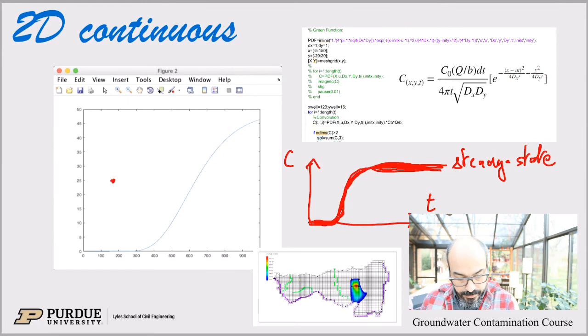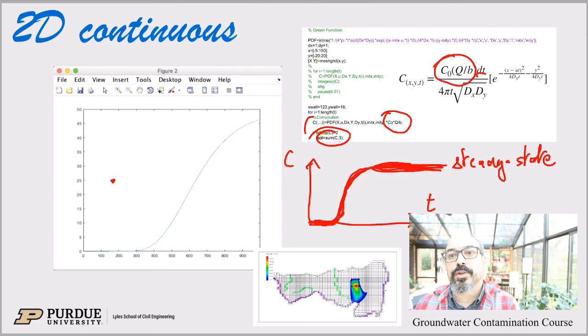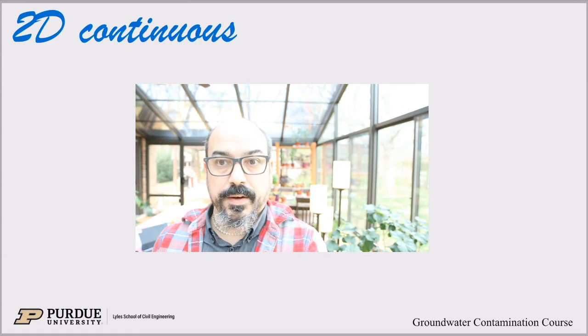Then you just multiply this by C0 over Q over B, and there's a dt that comes in also. It's just a loop, and you do the convolution by hand, basically. You're solving that pulse over and over through a loop, over all the times that you have. This is how you model a continuous spill into an aquifer in 2 dimensions. All right, I think this is it for now.